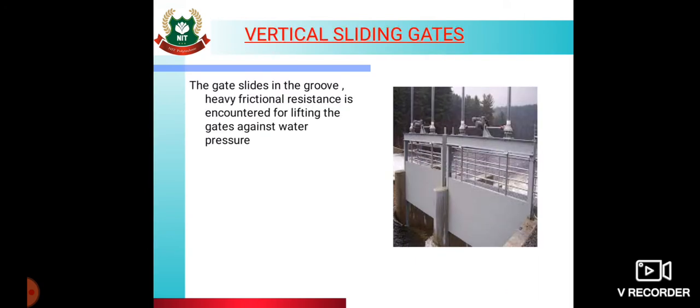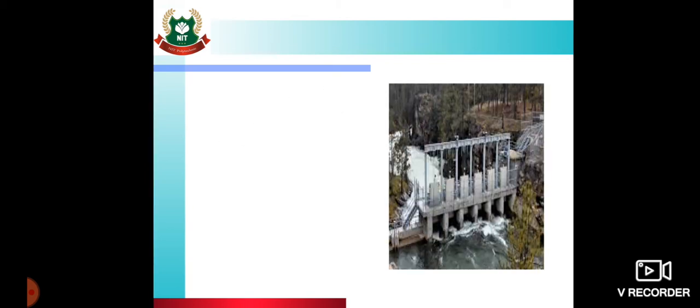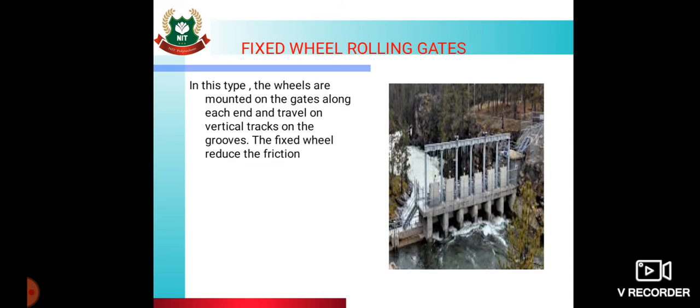Then vertical sliding gates. The gate slides in the groove. Heavy frictional resistance is encountered for lifting the gate against water pressure. So these sliding gates are used even though heavy frictional resistance is encountered for lifting. Then fixed wheel rolling gates. In this type, the wheels are mounted on the gates along each end and travel on vertical tracks in the grooves. The fixed wheels reduce the friction, so they travel along the wheels.